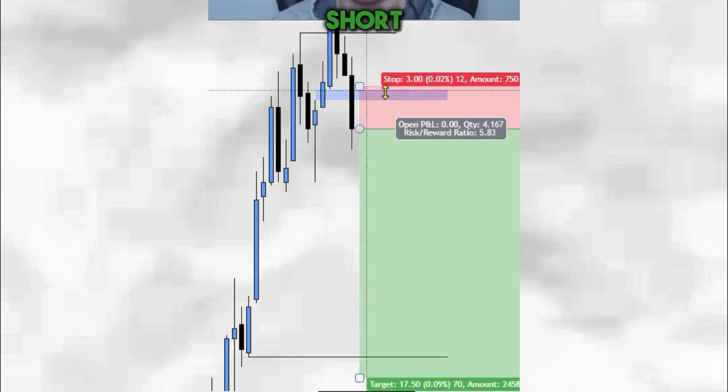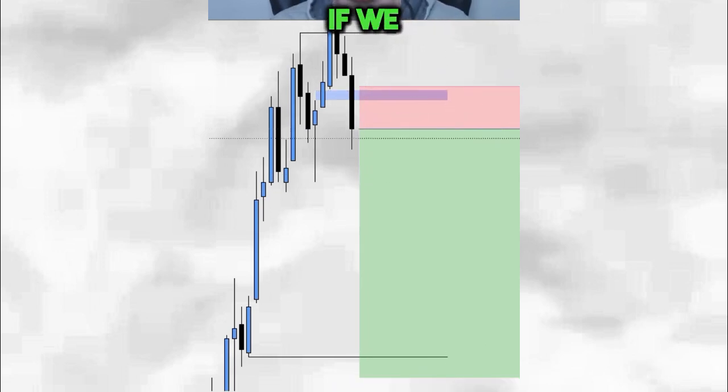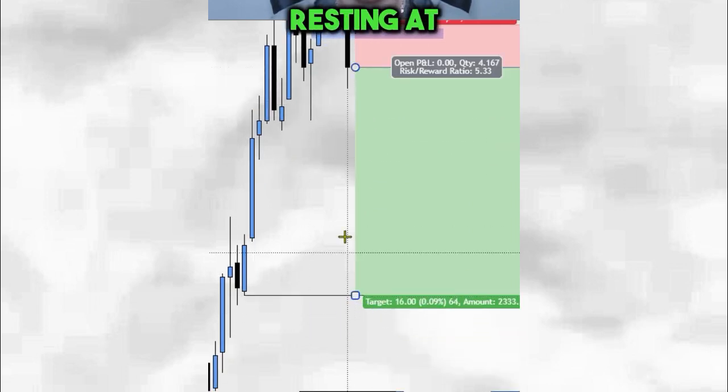So I will enter into a short position. My stop loss simply goes if we get a candle close back above this now inversion fair value gap, and my take profit in the market is simply resting at sell side liquidity.